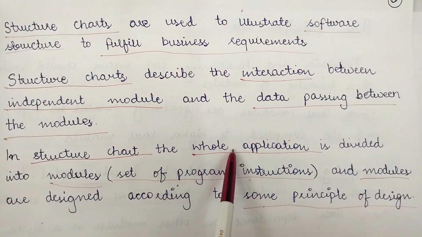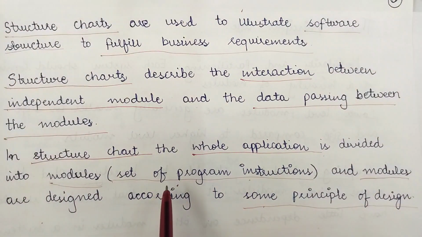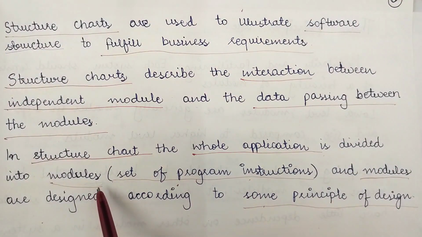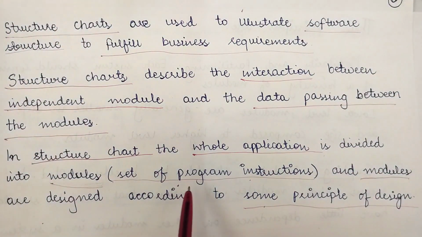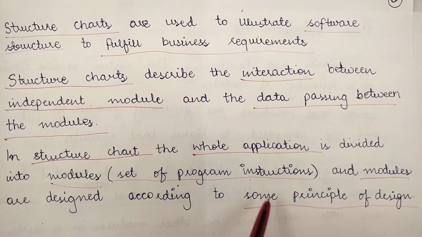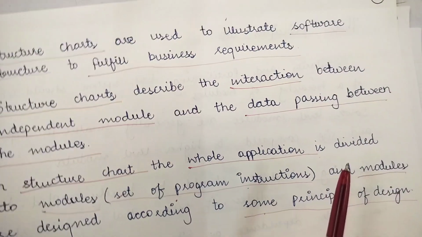So that means the whole application is divided into modules, and these modules are nothing but a set of program instructions, because each module in itself is software and software is nothing but a set of program instructions. Modules are designed according to some principle of design, and there is a specific principle of design that should be followed for all the modules of the same information system. So all these modules are designed according to some principle of design.